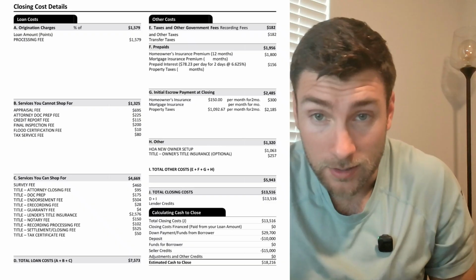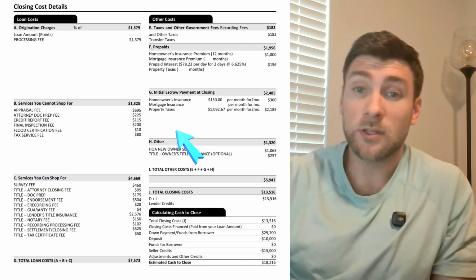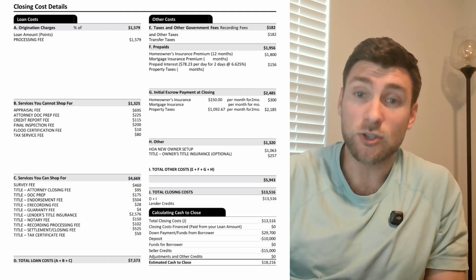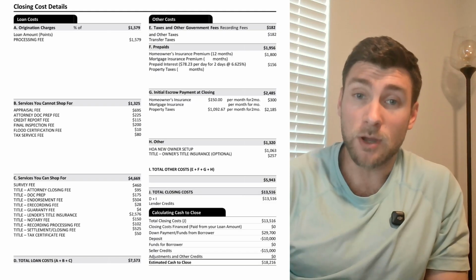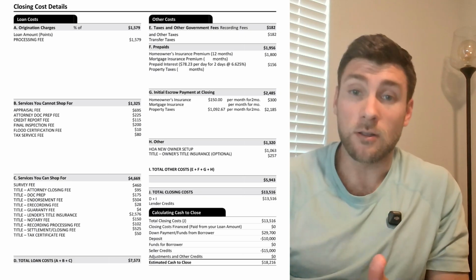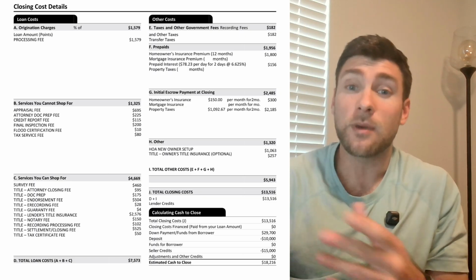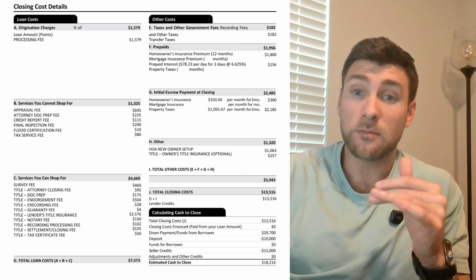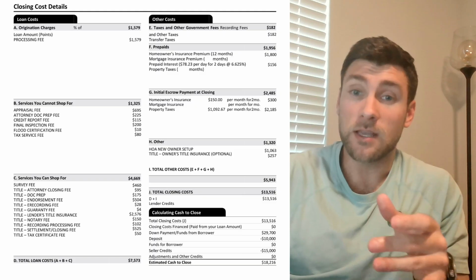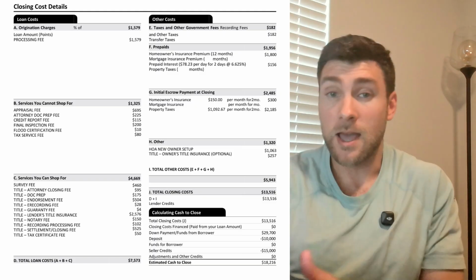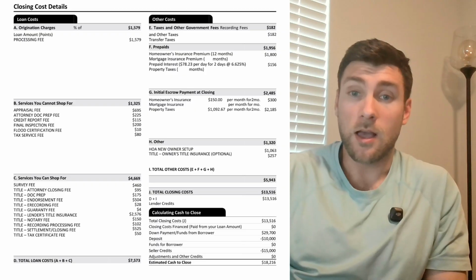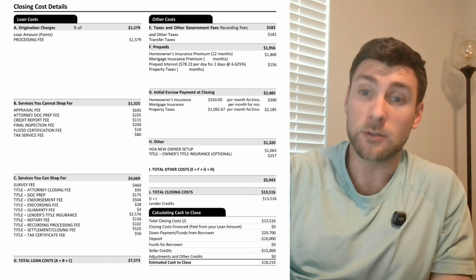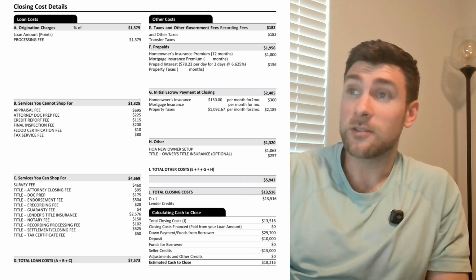Prepaid interest, on the other hand, is not an estimate. That is determined by the exact amount each day that your interest is charged. So there's 30 days in a month. Let's say there's $2,000 of interest each month. You divide that by 30, and that's how they get the number. It's determined by the interest rate and the number of days in each month. So that is exact. That's something we cannot change. And that's determined by what day of the month you close on your house. They're not fees, they're just payments made up front.